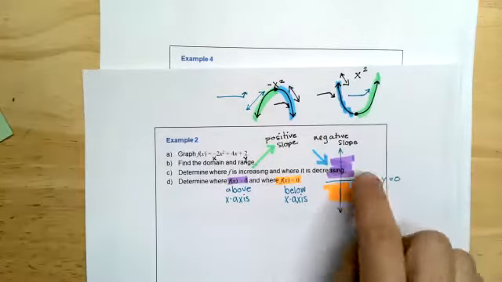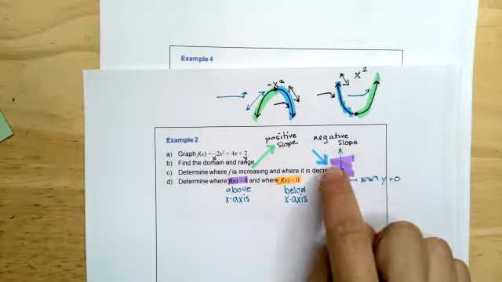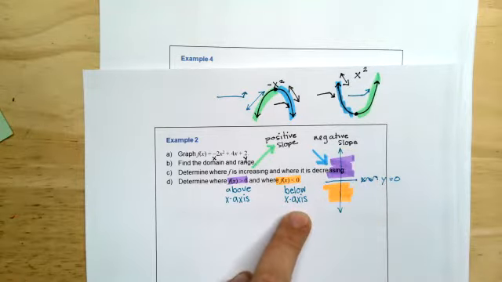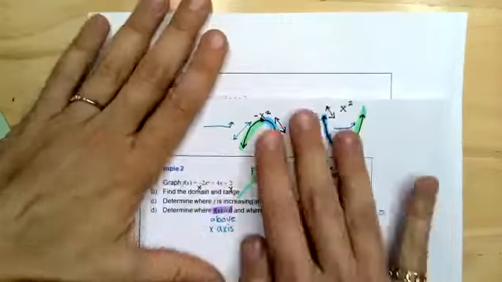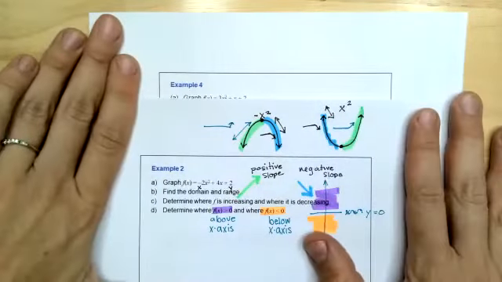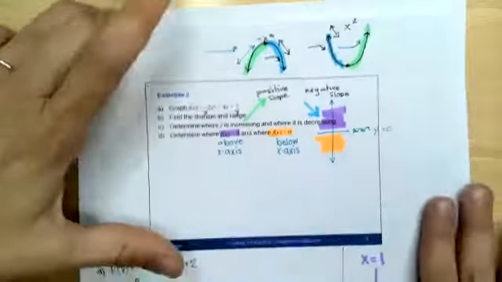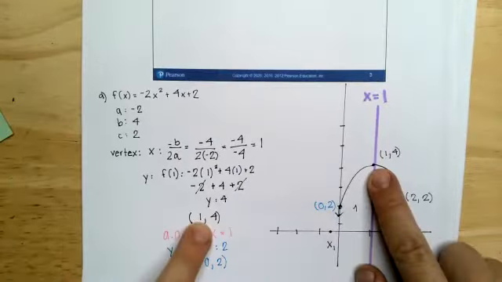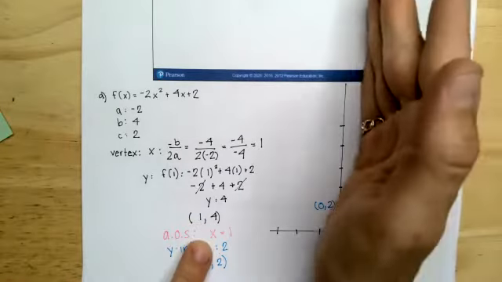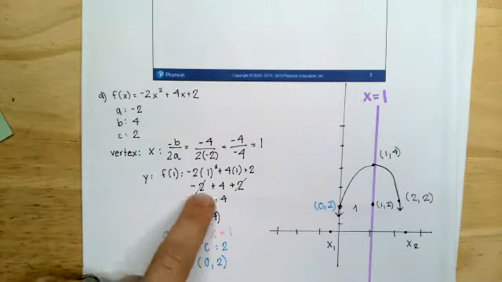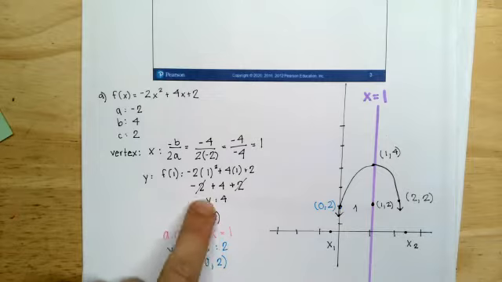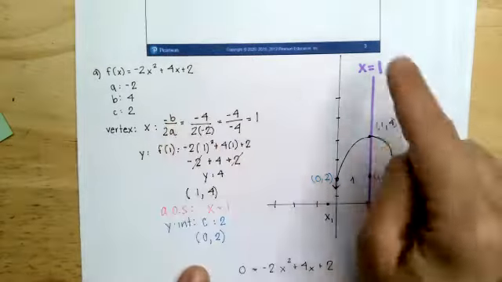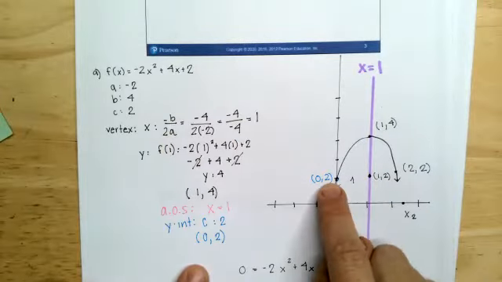Where it's above y equals 0, and where it's below y equals 0. That's what those two mean, so you have these visuals in your head. We found that the vertex is at (1, 4). That means our axis of symmetry is just at x equals whatever your x value is for your vertex. We found our y-intercept because it's just the value of c, and that's a positive 2, so (0, 2).